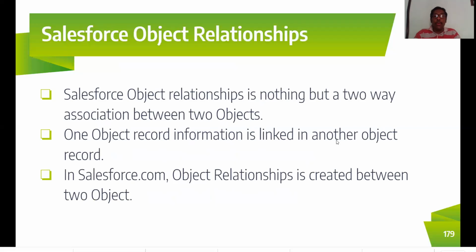So now we'll get into Salesforce object relationship. Salesforce object relationship is nothing but a two-way association between two objects, like a parent and child relationship. One object record's information is linked with another object record. In Salesforce.com, an object relationship is created between two objects, and that is what we call an object relationship.